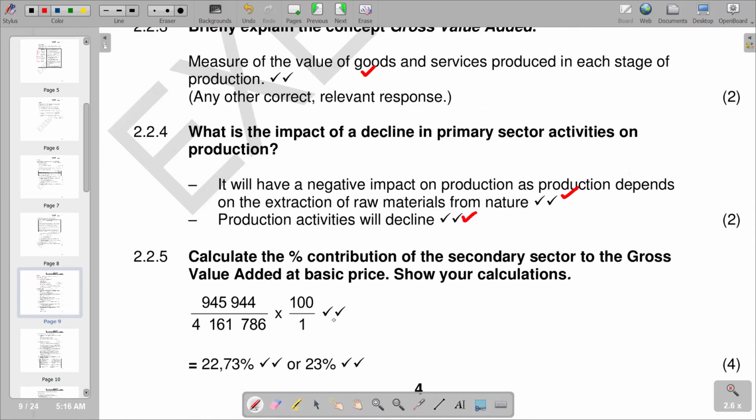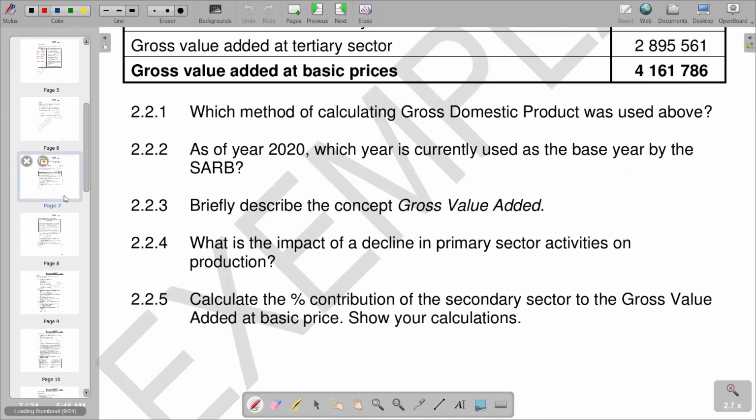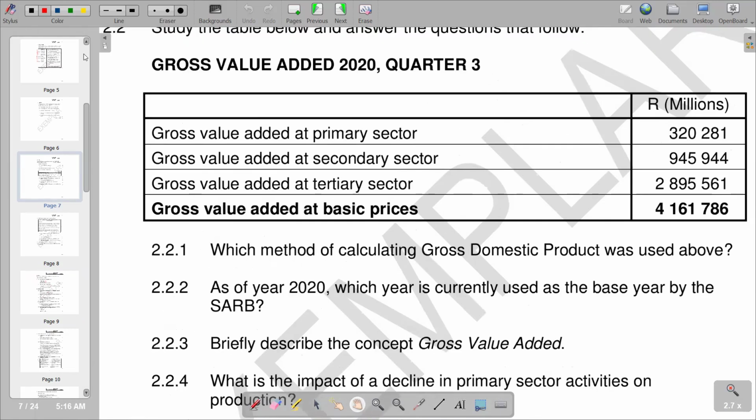Then 2.2.5, calculate the percentage contribution of the secondary sector to the gross value added at basic prices. So according to the figures that we have there, we know that the secondary sector, we are given it is 945,944. And then we are given the gross value added at basic prices, which is 4,161,786. So obviously, we are going to say 945,944 divided by 4,161,786, and then we multiply by 100 over 1 to get the percentage.